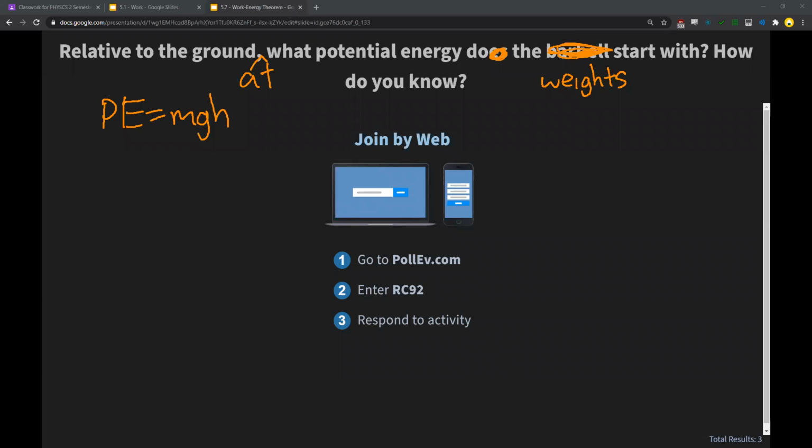Let's just remember that gravitational potential energy, the formula for that, is mass times gravity times height.